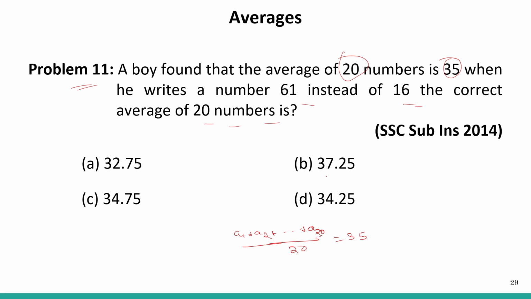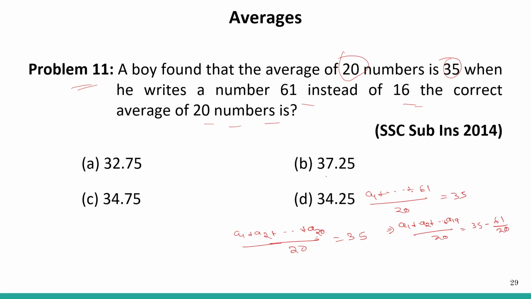So let the 20th number be that number that was miswritten. So it will be equal to A1 plus dot dot dot plus, it was written 61, right? So 61, whole by 20 is equal to 35. This is what is given to us. So this implies that A1 plus A2 plus dot dot dot plus A19, whole by 20, is equal to 35 minus 61 by 20, right?